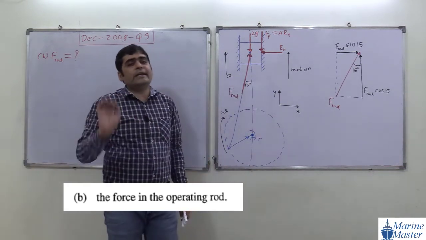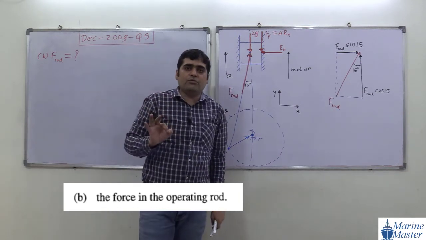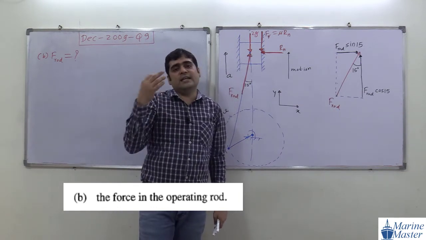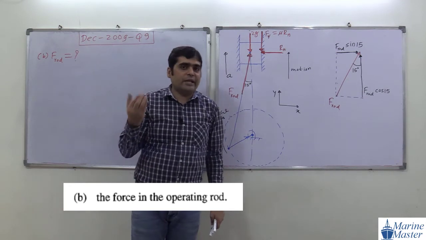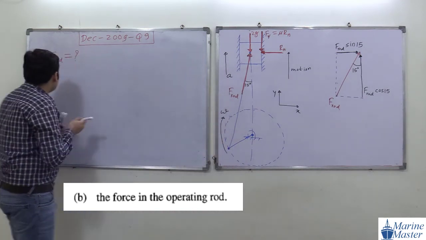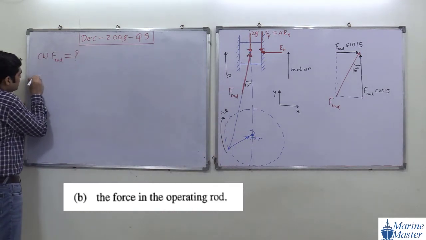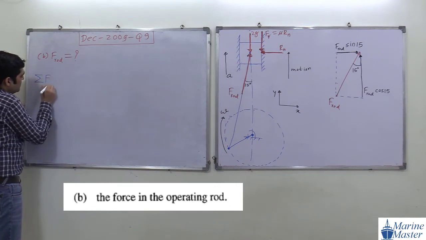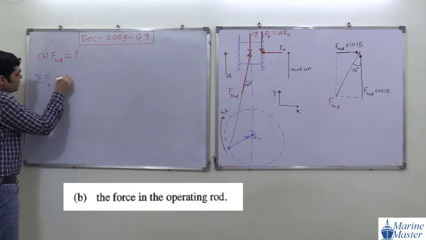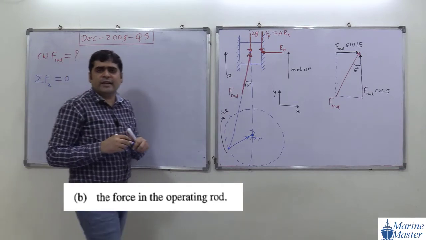So, as there is not any motion in x direction, it means the summation of forces in x direction is equal to 0. Our equilibrium situation will become: summation of forces in x direction equal to 0. So, what are the forces here in x direction?